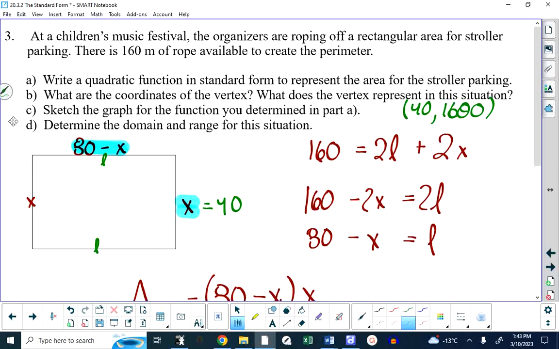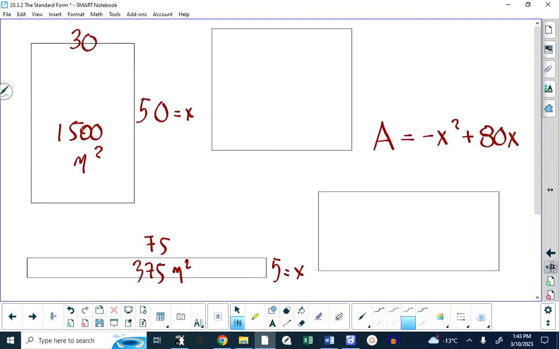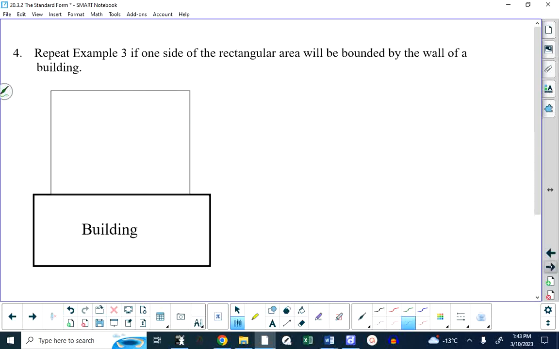We're going to do one more. What if they've hired somebody who's really smart? They said, you know what? Why waste a whole bunch of rope on a side of the parking area when we can use the side of the hall as one of the boundaries?